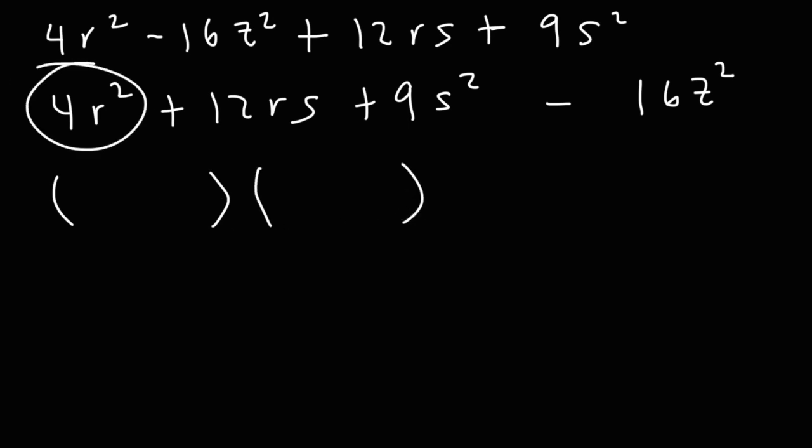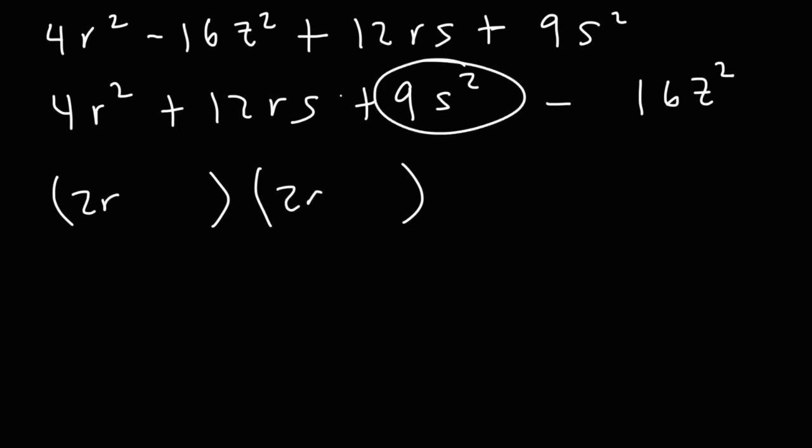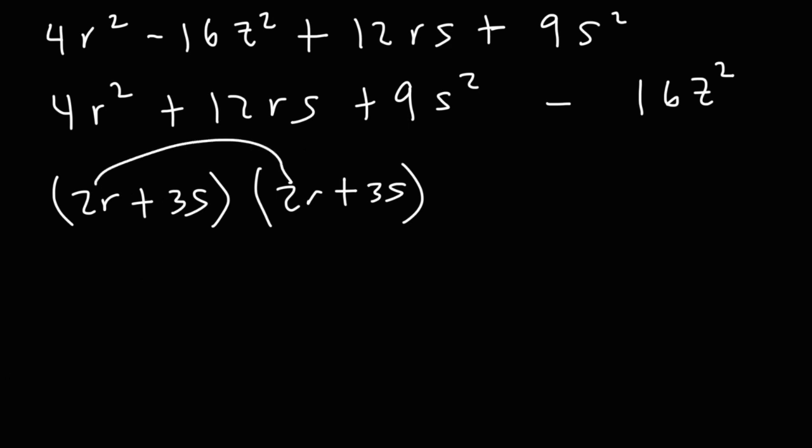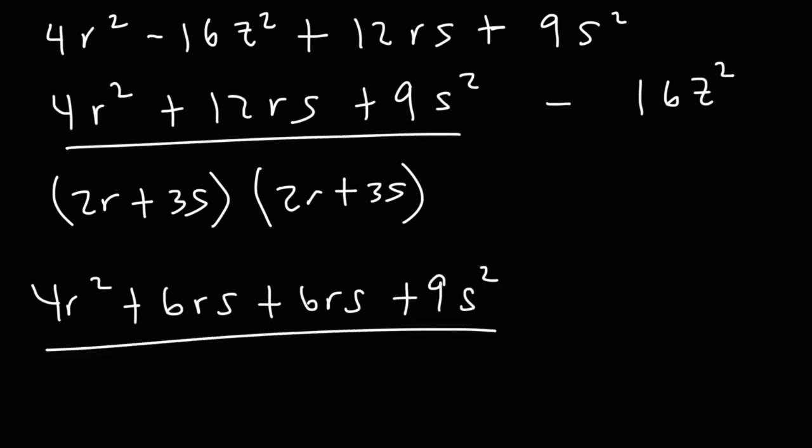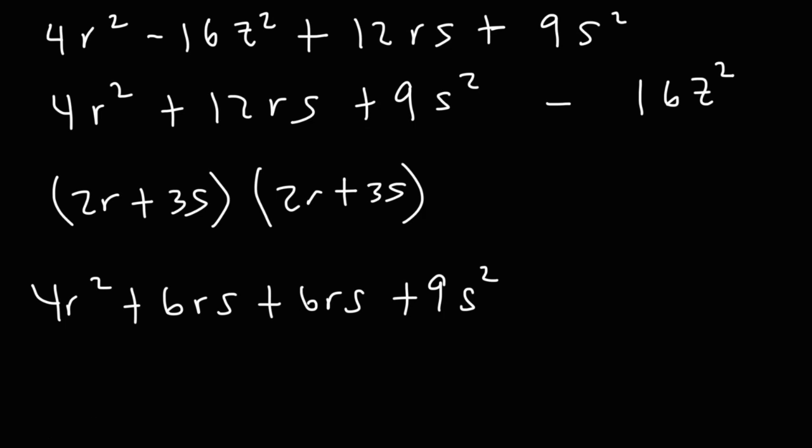So the first thing you want to do is take the square root of 4r squared, which is 2r, and then take the square root of 9s squared, which is 3s. Everything is positive, so we're going to put a plus sign here. So 2r times 2r will give us 4r squared. You could check your work if you want to. 2r times 3s will give us 6rs. 3s times 2r gives us 6rs. And 3s times 3s gives us 9s squared. As you can see, these two expressions are mathematically equivalent.